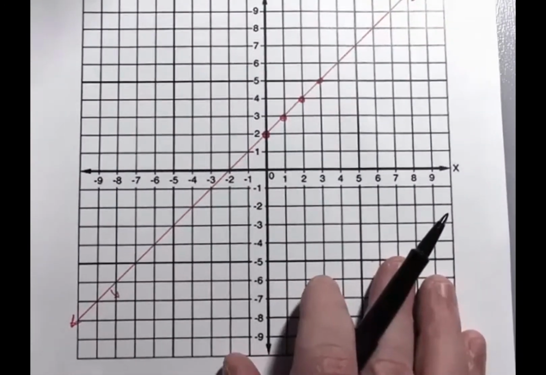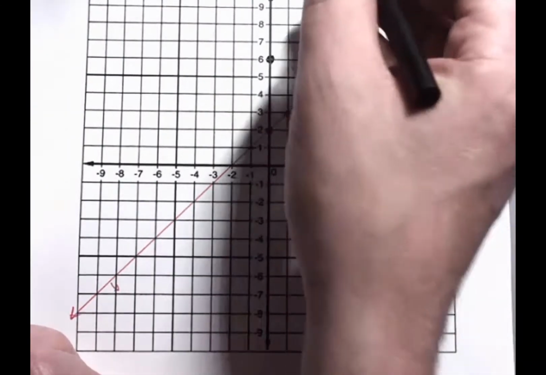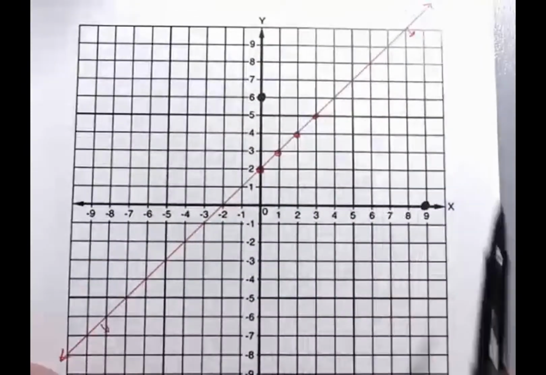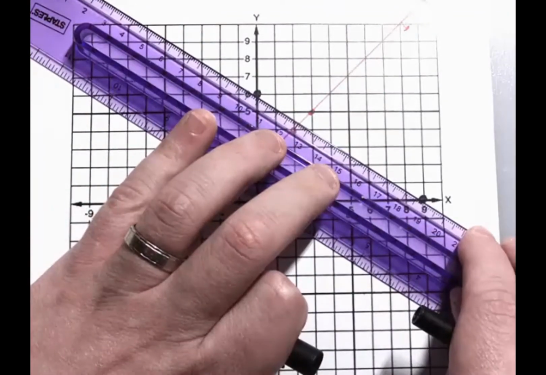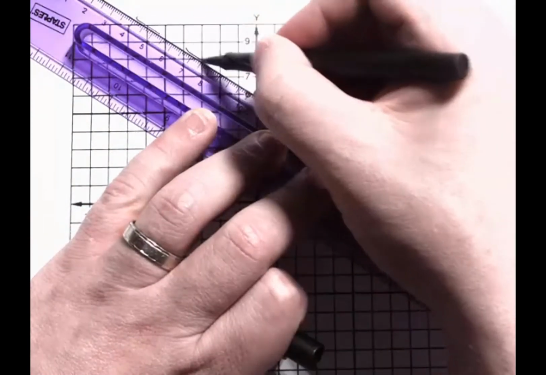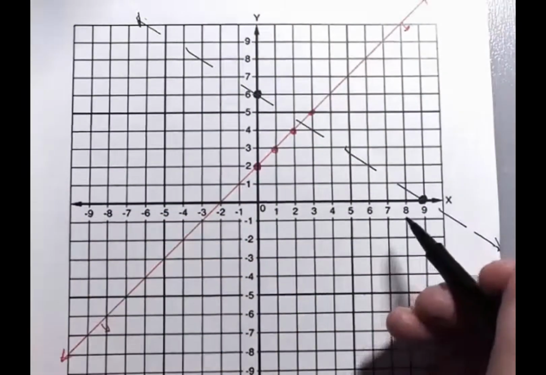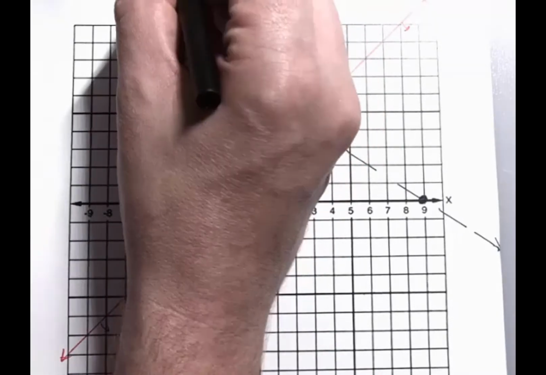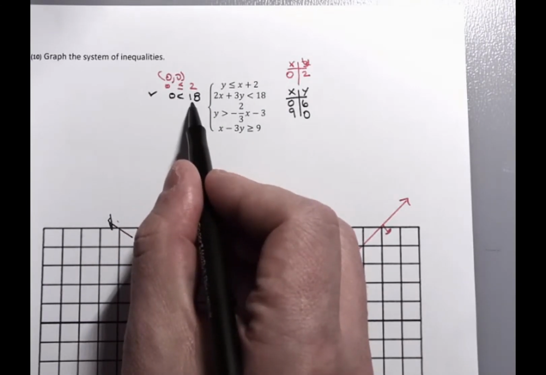So coming down to the graph, we need to make sure that we go through 0, 6 and also 9, 0. Because this is less than, we now need to make the line that connects these points a dashed line. So I'm going to line them up nicely and dash those points to make this line. And then again, by testing 0, 0, I can see that this would say 0 is less than 18, which is also a true statement, right? Because 0 is indeed less than 18.